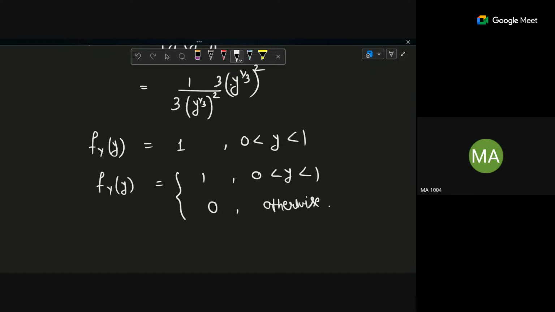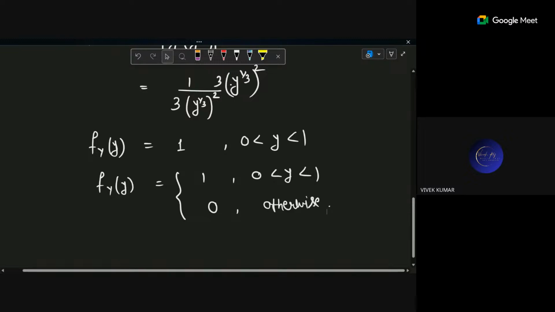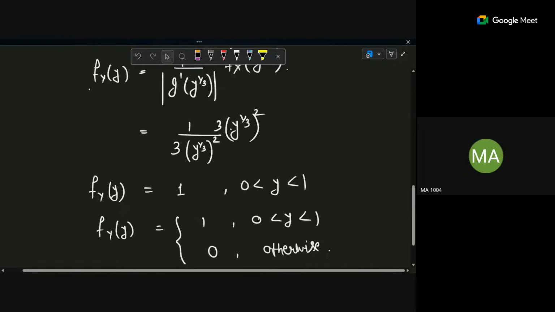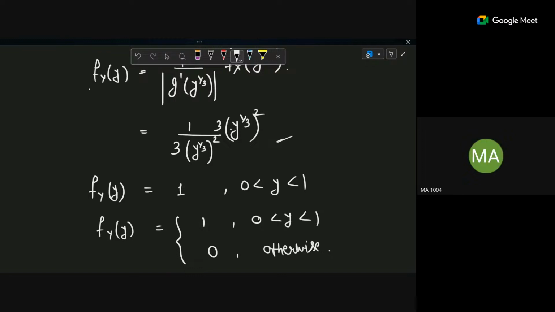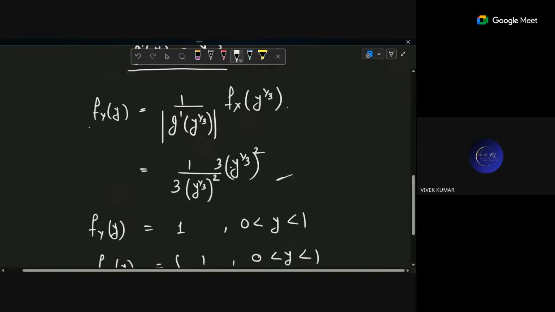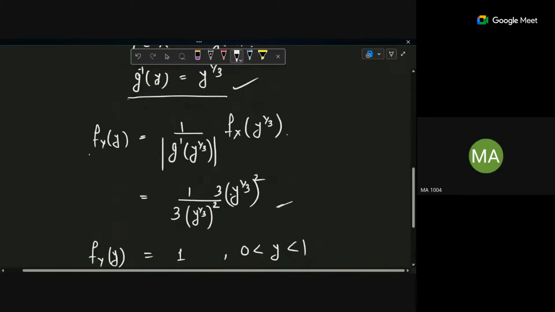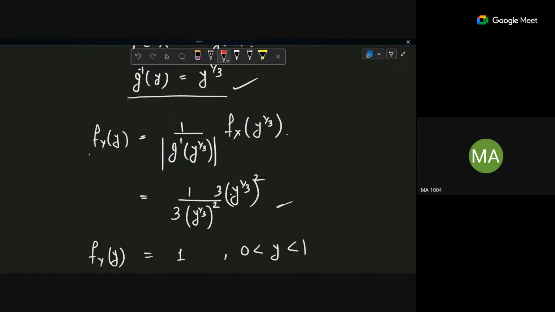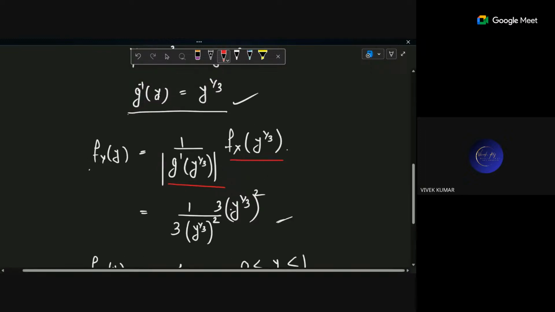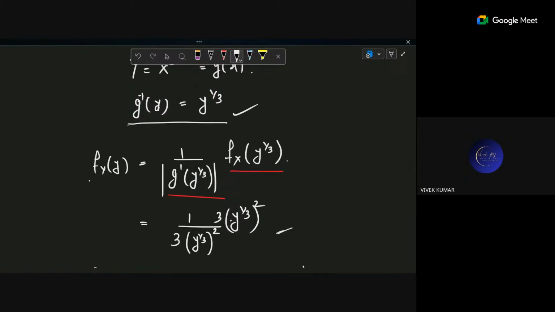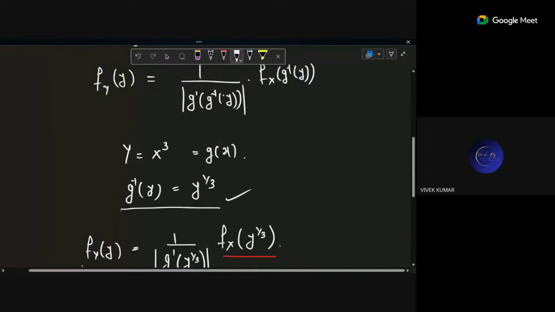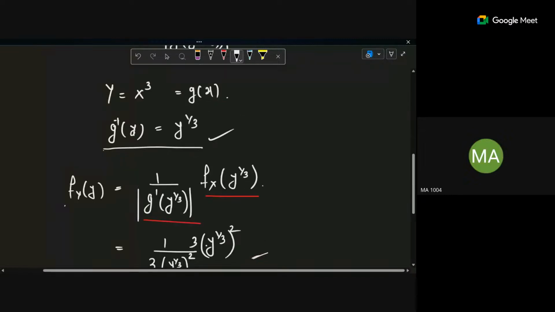Well, that's it. Ma'am, the third line, the last third line. This one? Yes, ma'am. How did we come here? See, are you okay with this step? f x of y raised to the power 1 by 3 and g prime of y. No, ma'am. First, f y of y.